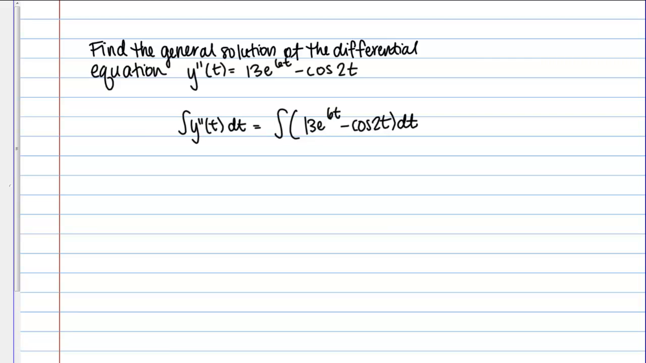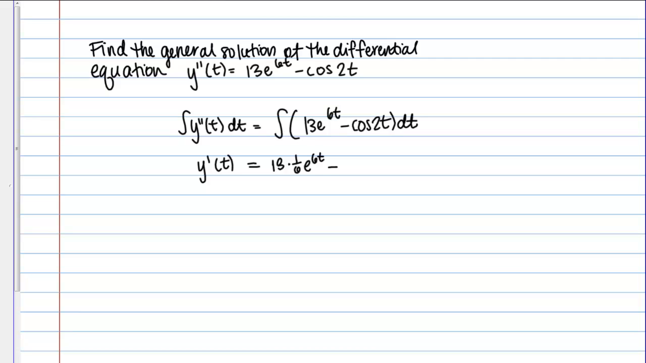So if I integrate y double prime of t, I'm going to get y prime of t, or the first derivative. So the first derivative equals, and now I need to integrate this expression 13e to the 6t minus cosine of 2t. So this is where you need to remember some derivative rules. If I integrate 13e to the 6t, I'm going to get this constant 13 to stay out front. Now when I integrate e to the 6t, I'm going to get a factor of 1/6. So this is going to give me 1/6 e to the 6t. If you need to convince yourself of that, just do a little U-substitution out to the side. But once you do enough of those, you'll get used to the form.